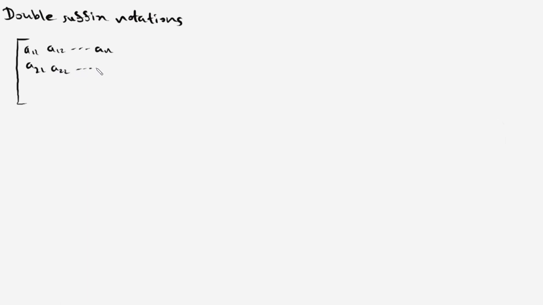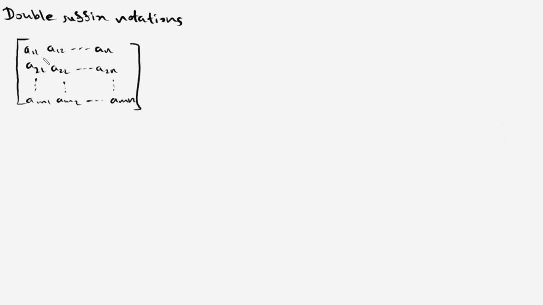In the general case, we represent a matrix by using double suffix notation. Basically, this double suffix notation is a general case. So if I represent a matrix like this: a21, a22, a2n, and let's say am1, am2, and so on up to amn, this is the double suffix notation.